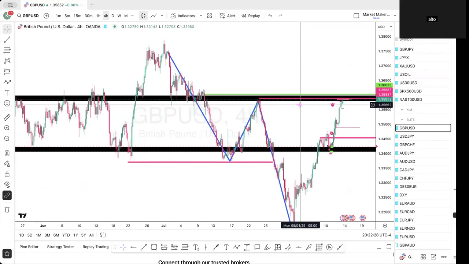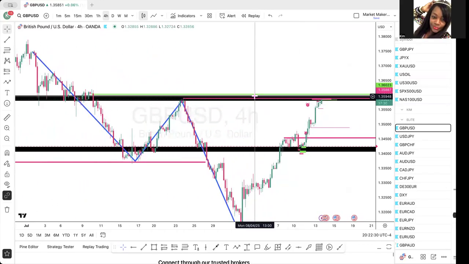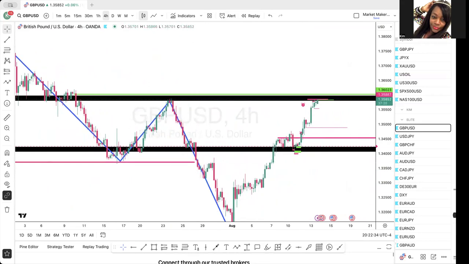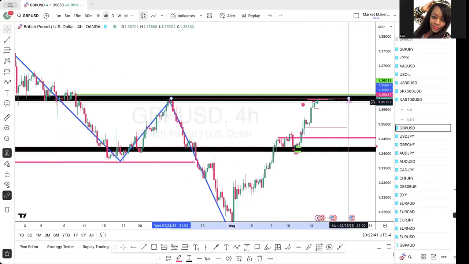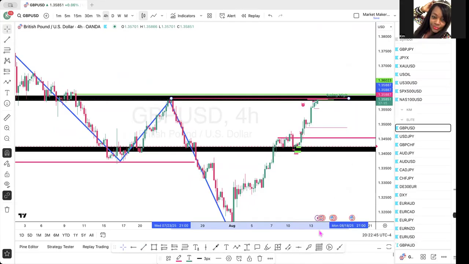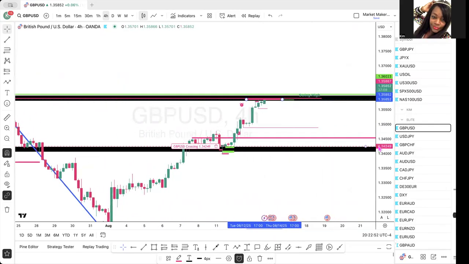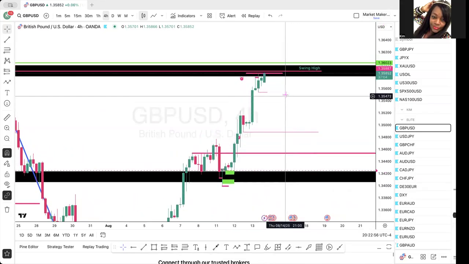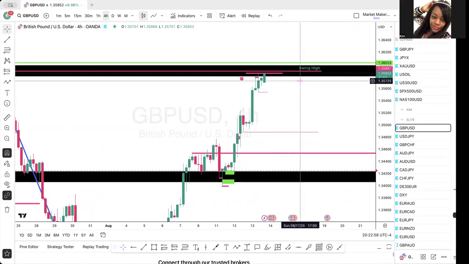As a matter of fact, what I want to do is mark this as my swing high. Put my magnet back on. Swing high, so that I will know. Oh no, I don't want to delete that one yet. So that I will know, but I can delete that. And I still have that one.